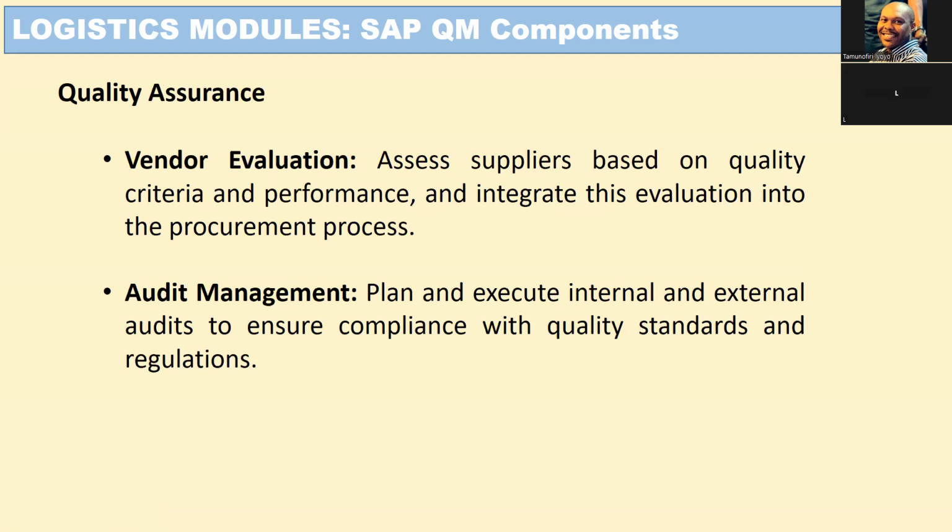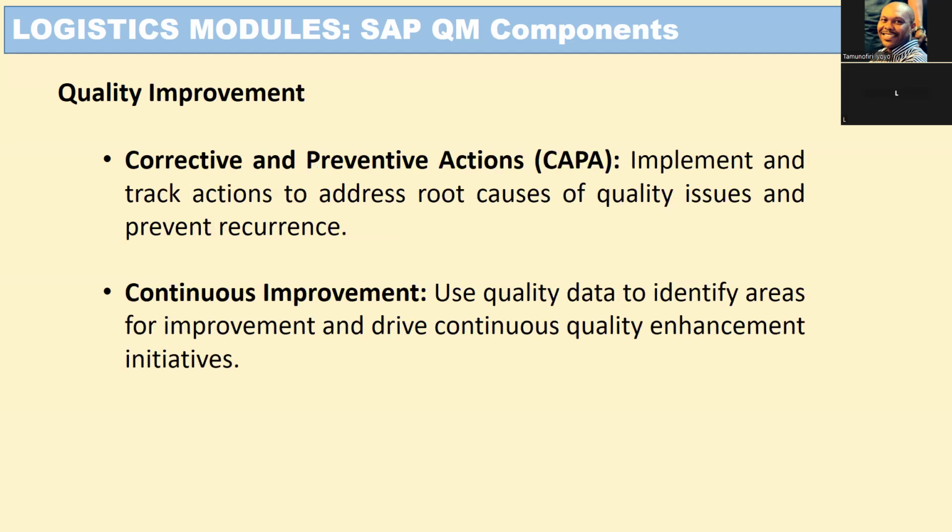That's the quality notification. Quality assurance is one of the major components of quality management as well. We see the vendor evaluation, where we assess suppliers based on quality criteria and performance, and integrate this evaluation into the procurement process. For quality assurance, we also have audit management, where we plan and execute internal and external audits to ensure compliance with quality standards and regulation.